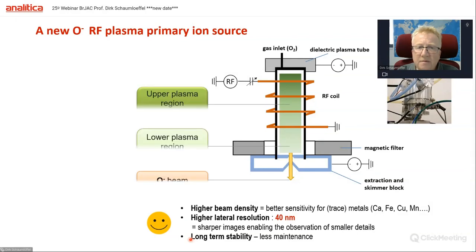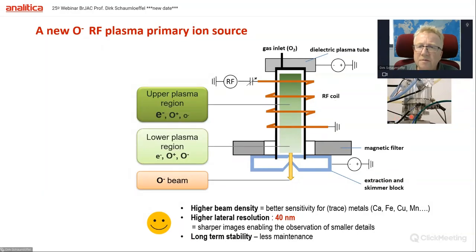It has here an upper plasma region. It is working, in fact, those who are familiar with ICPMS, it's like an ICP, but not of argon, but of oxygen, and not as hot as an argon plasma in ICPMS. It is an oxygen plasma with a temperature of 400 degrees, more or less, but this is sufficient to create here oxygen plus ions in this area, also electrons and a little bit of oxygen minus ions.